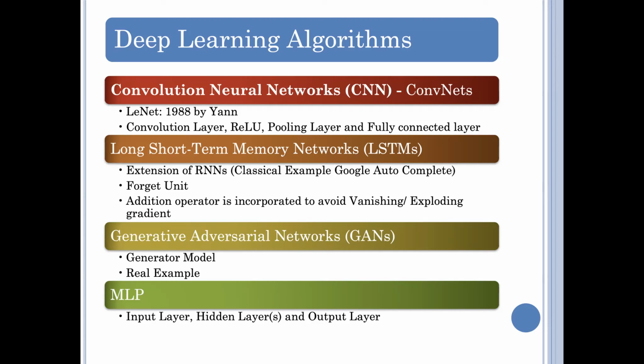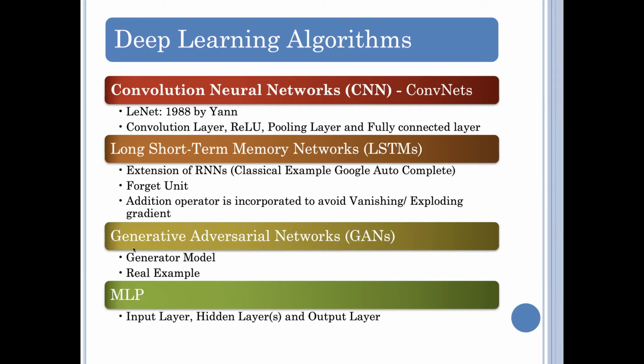For that purpose, scientists came up with forget units and used the addition operator instead of simply using the multiplication operator, and that's how they evolved the RNN concept into LSTM. You can use it when you have temporal information available in your problems. A classical example is Google autocomplete when you type in Google; they are using LSTM.